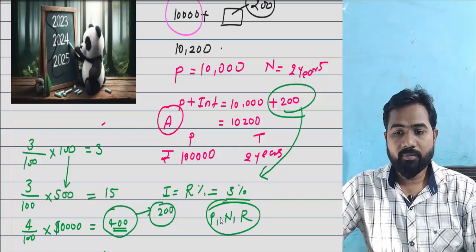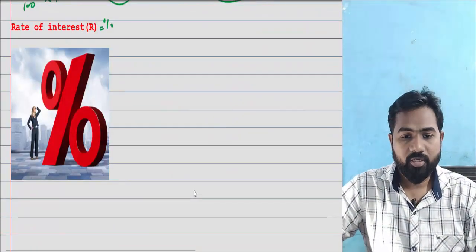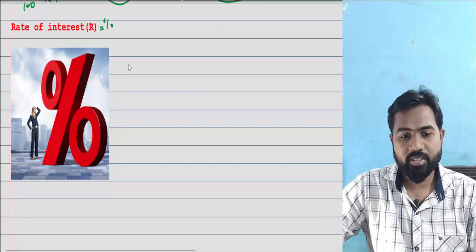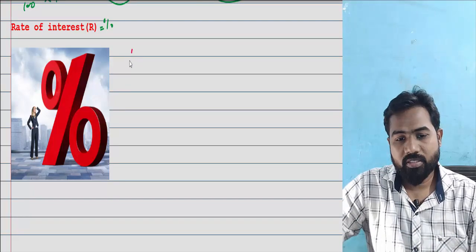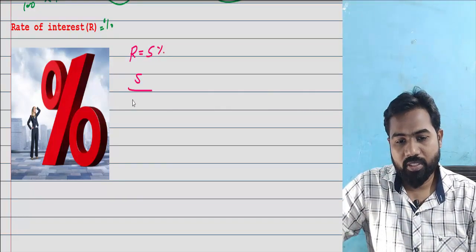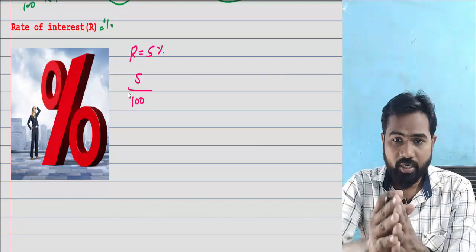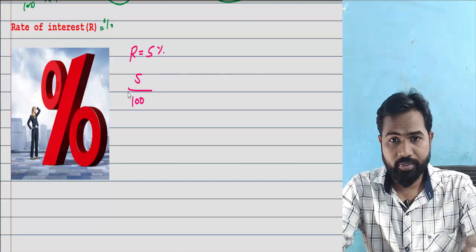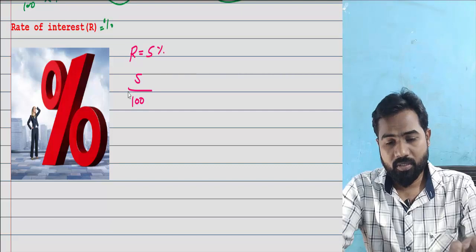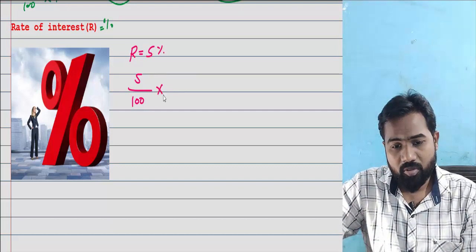Okay, so come to the next part, that is the rate of interest. I explained to you the rate of interest. So let me take some more examples based on this. Suppose the rate of interest is 5%. So it means out of 100 rupees, that is the basic part decided by the bank. So on 100 rupees you have to pay 5 rupees for the 2 years. Clear? So 5 rupees on 100. So what is the amount on 10,000?